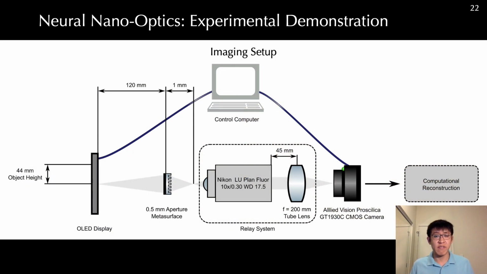Here's a schematic of the same setup. The relay system here is used to magnify the image before it arrives at the CMOS sensor. The raw measurements captured from the camera are then fed into our computational reconstruction algorithm. This diagram can be found as part of the supplementary information in the paper.